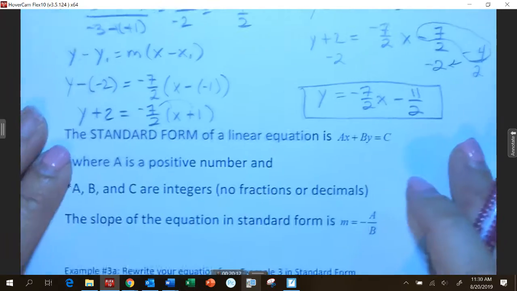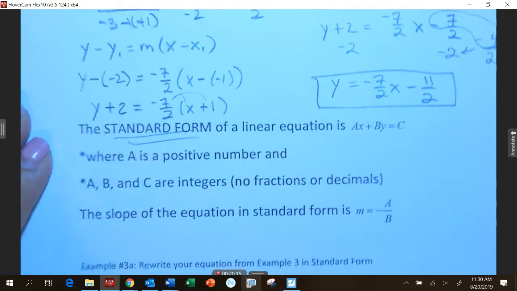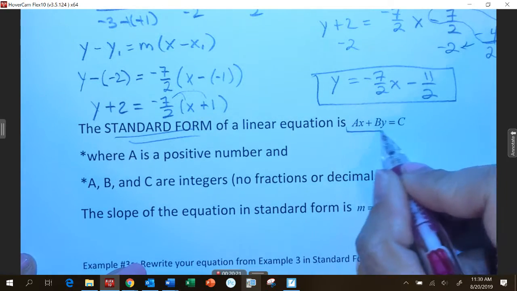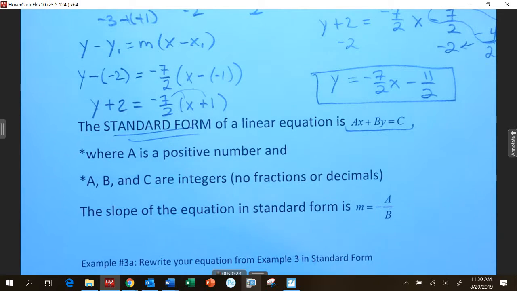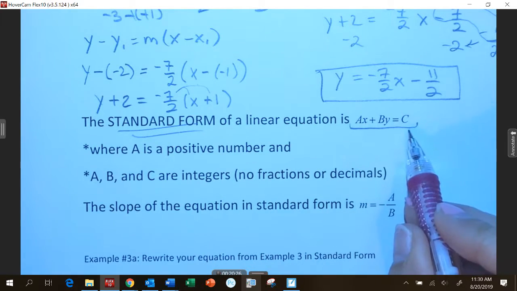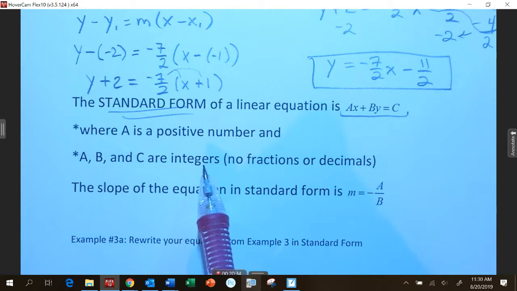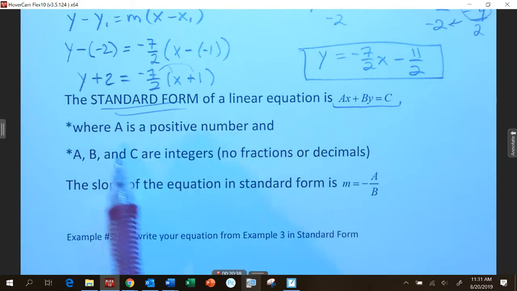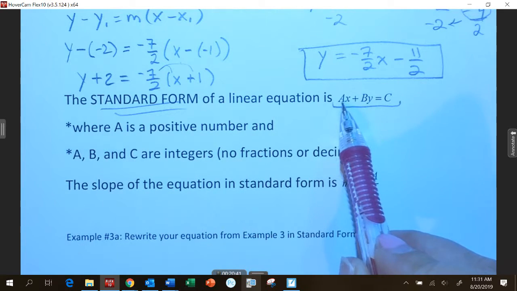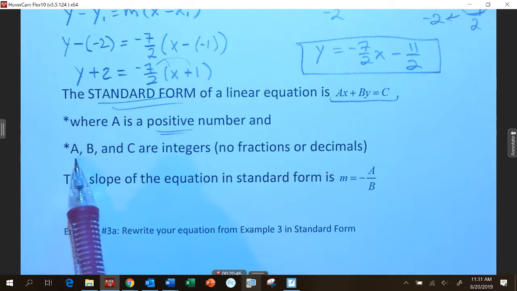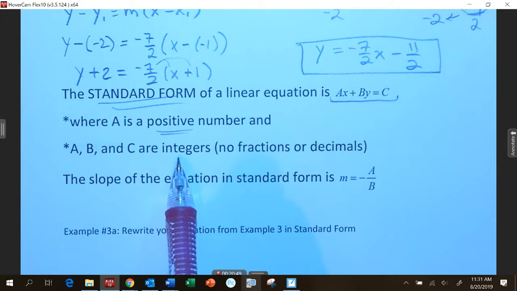All right, 2 more sections. Next is standard form. Now this, I don't think you did a whole lot of in Algebra 1, or maybe you didn't do it at all. So standard form is the equation that is in the form ax plus by equals c. The x and the y are on the same side of the equation, and then the constant by itself on the other side. They have some rules, and if you don't abide by these rules, then it is not correct. A, the first coefficient for x, has to be positive. Can't be negative. And then A, B, and C are integers, which means no fractions or decimals.